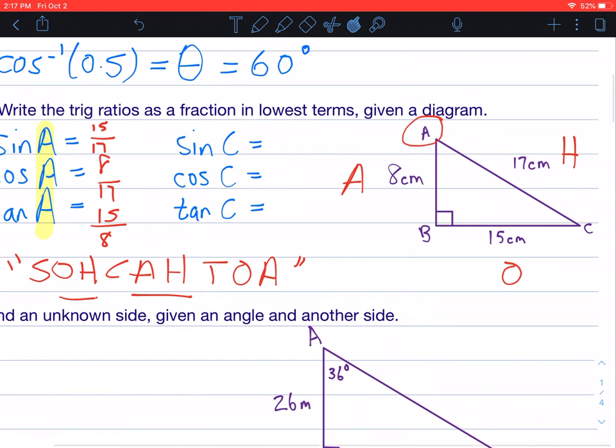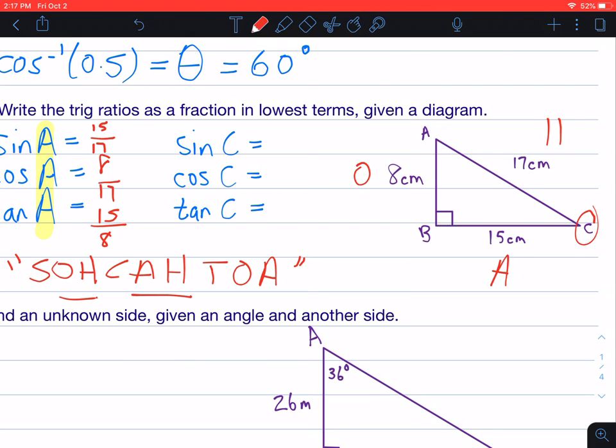Okay. Now, in the second column, they're looking at finding the trig ratios for angle C. So whenever we're looking at a different angle, we're going to have to relabel our sides. So I'm going to circle angle C so that I know that that's the angle I'm focusing on. And so that means 8 is going to be opposite angle C. The 15 centimeters is going to be adjacent, and the hypotenuse will stay the same at 17.